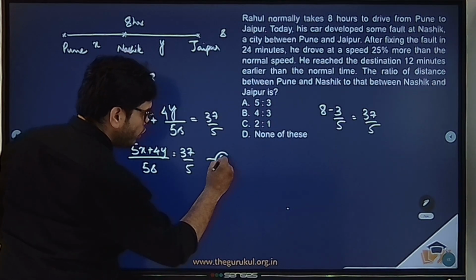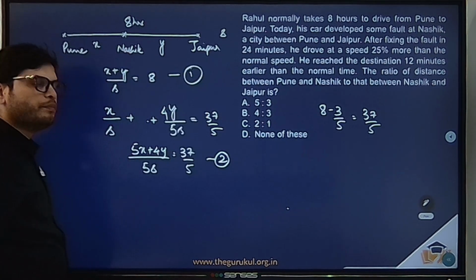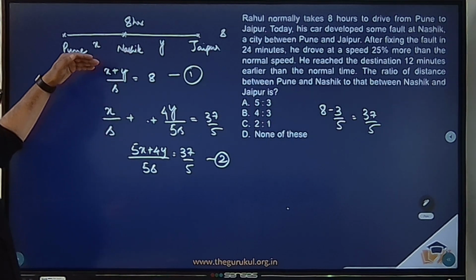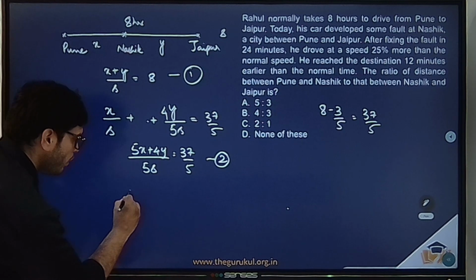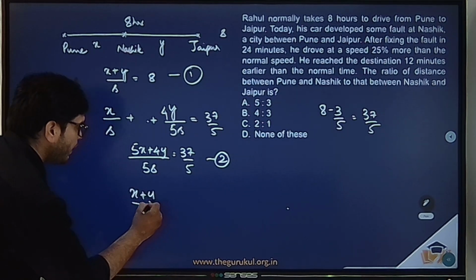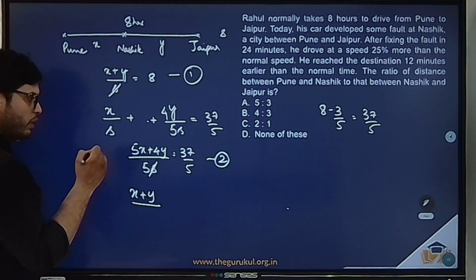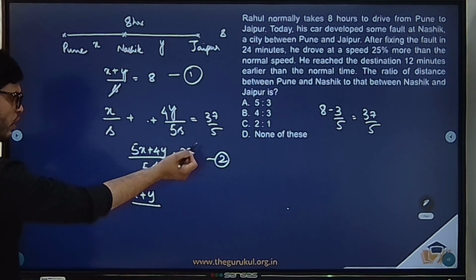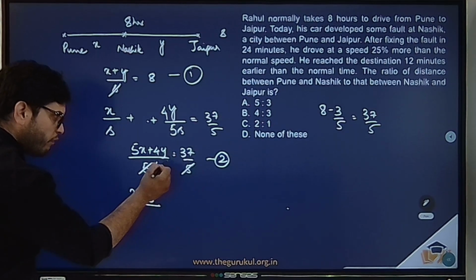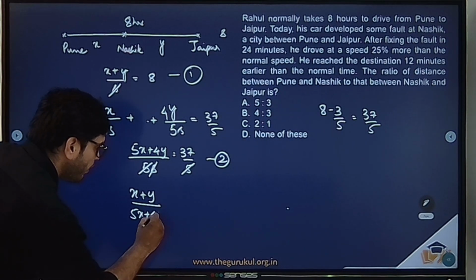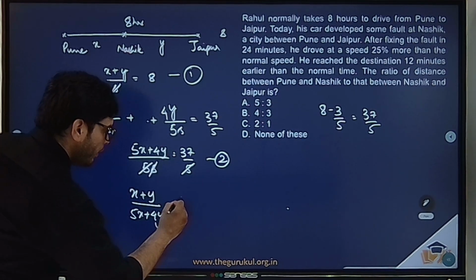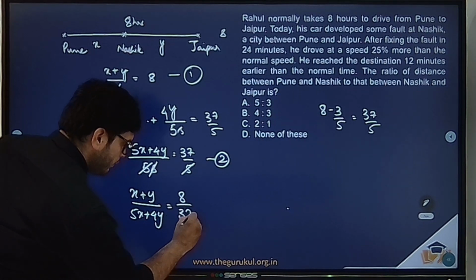Let this be equation 2 and let this be equation 1. Now let me divide equation 1 with equation 2. Right. Then you will have x plus y by this s and this s will get cancelled. Right. And I can also cancel this 5 and this 5. So you will have 5x plus 4y is equal to 8 by 37.